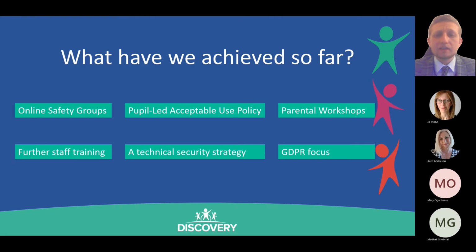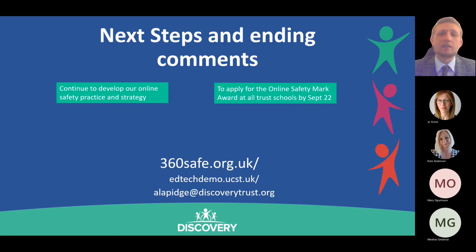We're coming to the end now, and I just wanted to say what our next steps are as a trust. I could go into very nitty-gritty individual initiatives, but some of the very broad steps are very clear: to continue to develop our online safety practice and strategy. We are still learning every day how we can improve. We're not perfect, and we continue to develop that strategy through the self-review tool as that updates, and react to that.